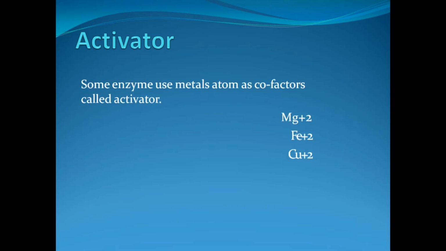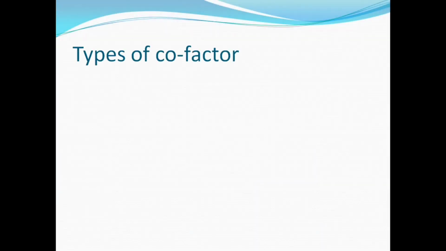Cofactors are non-protein parts, and this non-protein part may be a metal, a non-metal, or some other thing. If this non-protein part or cofactor is a metal, then it is called an activator. This activator may be atoms which enzymes use as a cofactor, maybe magnesium, iron, or copper. And then there are types of the cofactor.